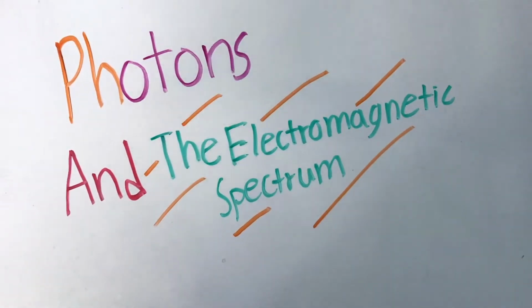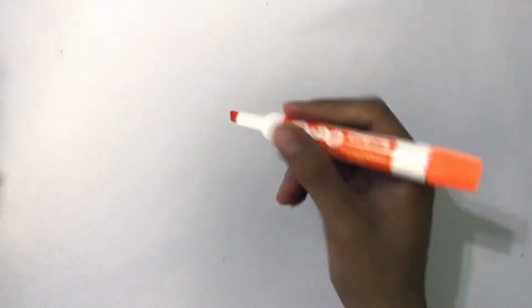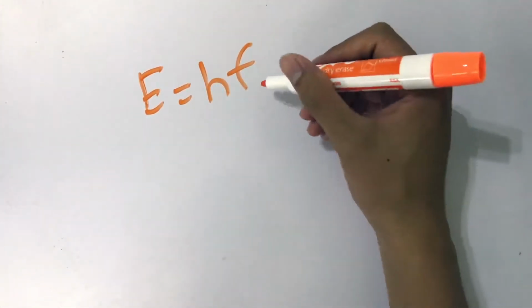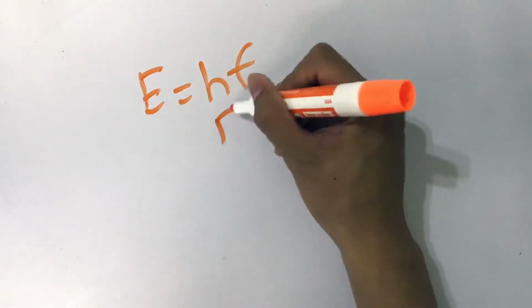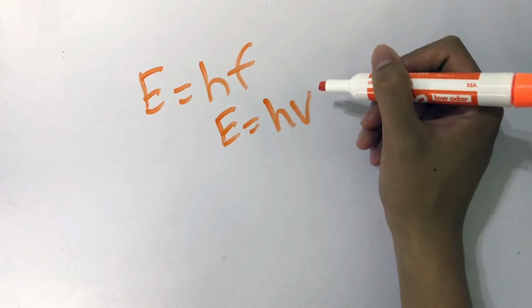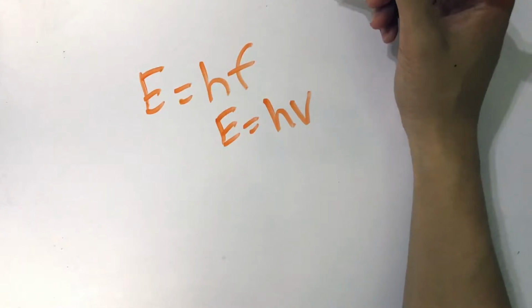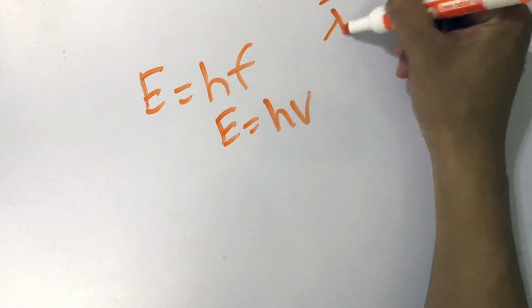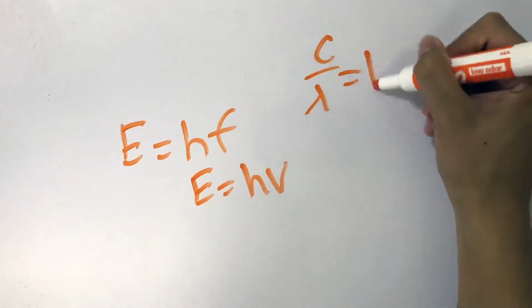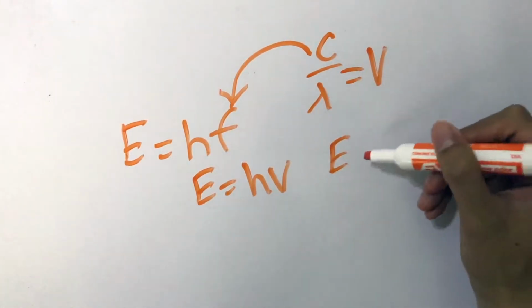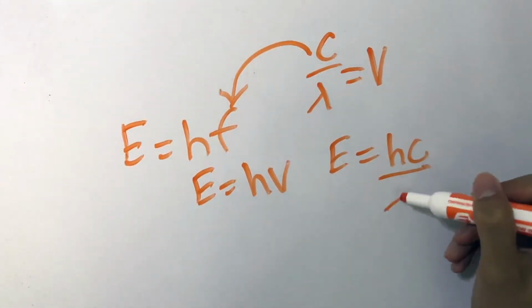So welcome back to the lesson on photons and the electromagnetic spectrum. In this case, we're going to first discuss the equation that we mentioned in our last video, which is E equals hf. Sometimes you can see frequency also written as v, so it would be E equals hv. Anyways, we also computed that f or v is the same thing as c over lambda. So c over lambda equals v. And if we substitute that in, we get E equals hc over lambda.